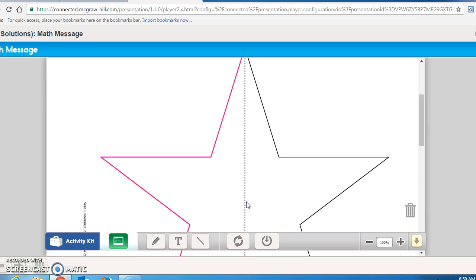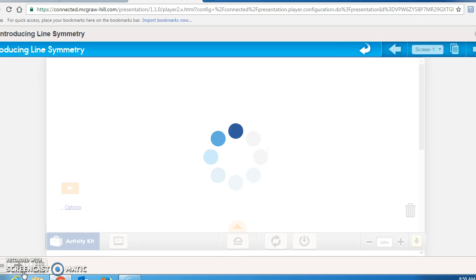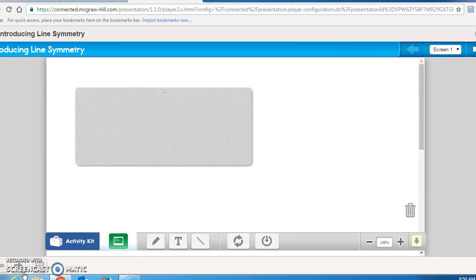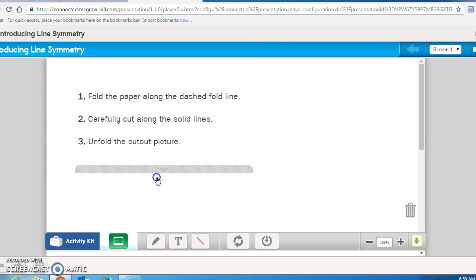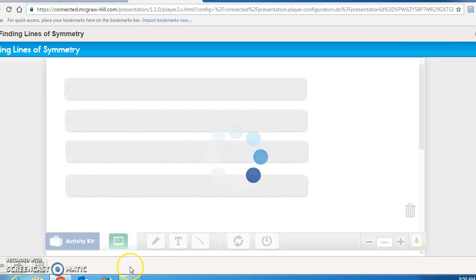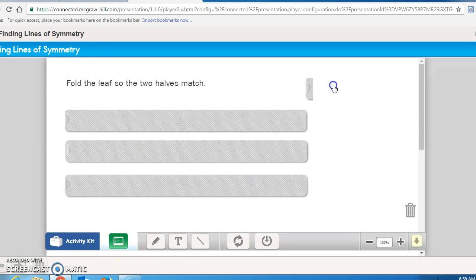In the previous lesson, we discussed attributes of items such as parallel lines and right angles. And in this lesson, you're going to learn about other attributes, symmetry, and what it means to say that something is symmetrical. So you should have folded the paper along the dashed line, carefully cut out along the solid lines, and then unfolded the cutout picture. Again, fold the leaf so the two halves match.